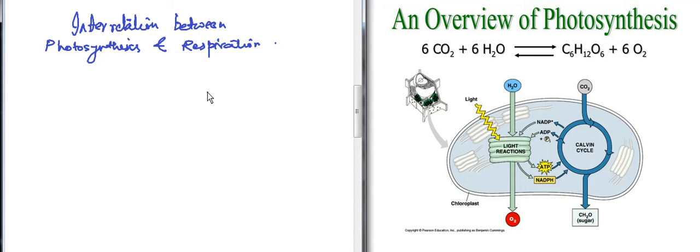So generally the maximum fixation of CO2 happens by algae. Algae are the major component which do the maximum carbon dioxide fixation. So now we will see how both are interrelated. Suppose I take three conditions.